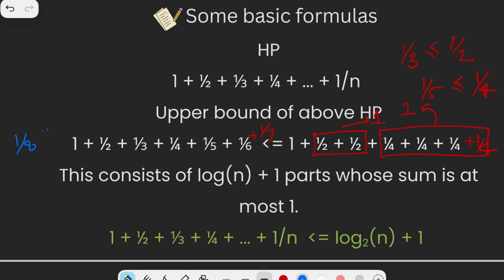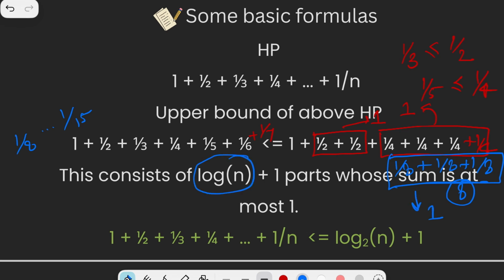For 1 by 8 till 1 by 15, I can just write here 1 by 8 plus 1 by 8 plus 1 by 8, 8 times, right? So you will again have one more part whose sum is going to be 1. So there are exactly going to be log n parts. So the upper bound for this particular HP is going to be log n plus 1.